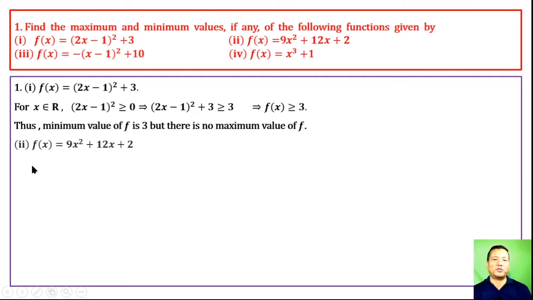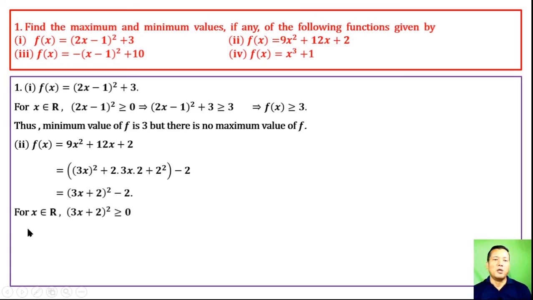Now Roman number 2. F of x is 9x square plus 12x plus 2. We make this quadratic a perfect square by completing the square. We get this. For x belongs to R, thrice x plus 2 whole square is greater than or equal to 0.